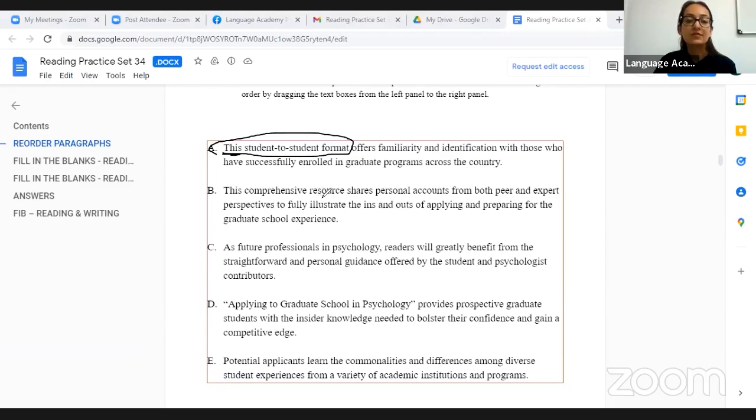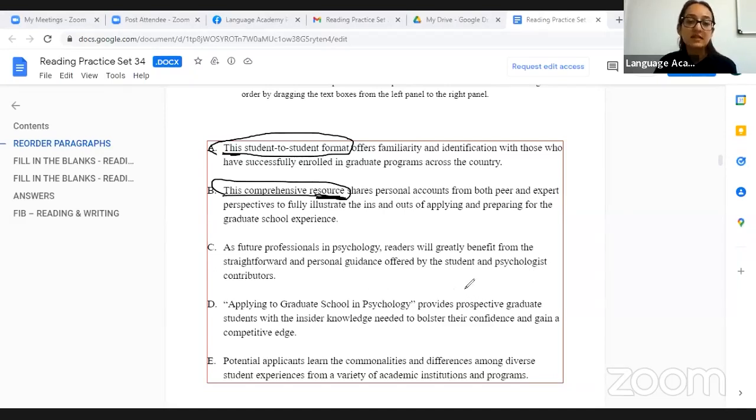This comprehensive resource. Again, this comprehensive resource means we should have talked about some resource. We need to find out which resource they are talking about, and stop using the chat box, please. We need to find out which resource they are referring to. This comprehensive resource shares personal accounts from both peer and expert perspectives to fully illustrate the ins and outs of applying and preparing for the graduate school experience. As future professionals in psychology, readers will greatly benefit from the straightforward and personal guidance offered by the student and psychologist contributors.